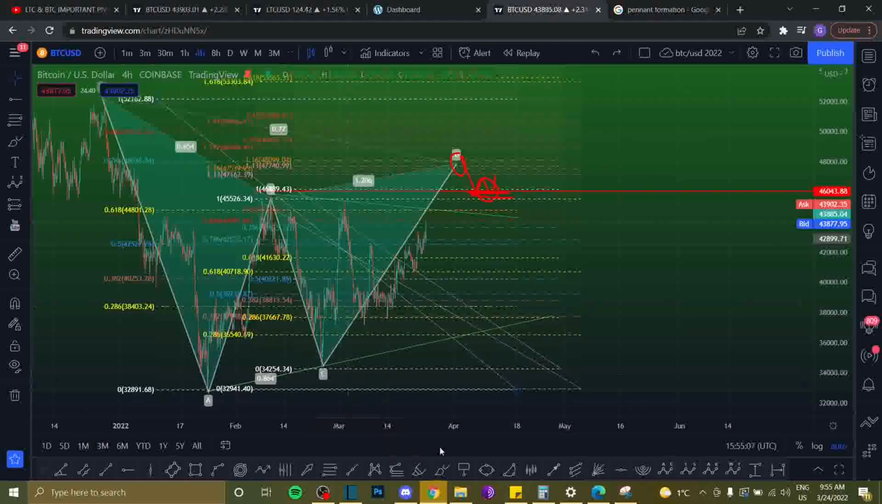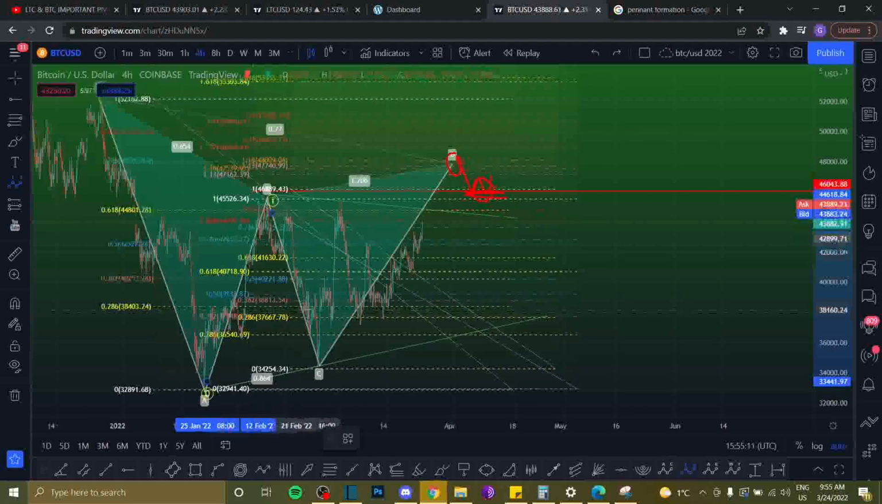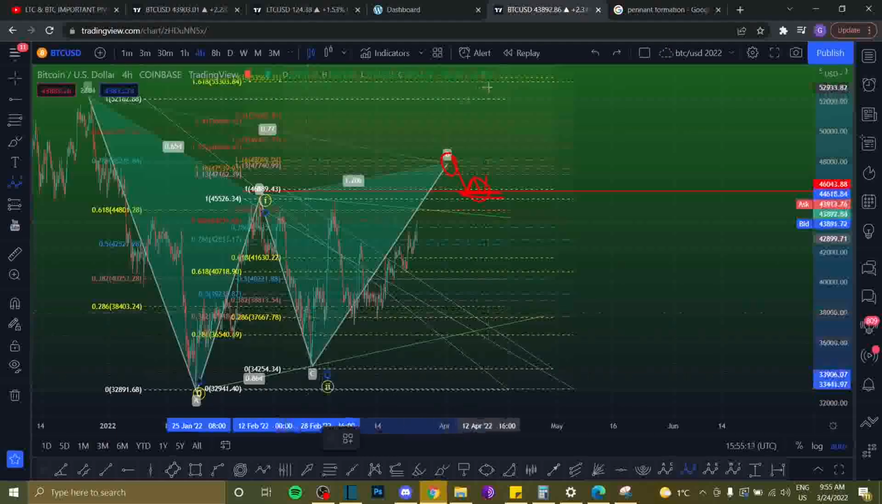Cool. So this right here is our bullish scenario. Let me go ahead and draw it out for you guys. Just like that. Bingo.